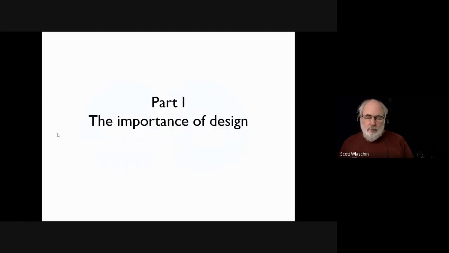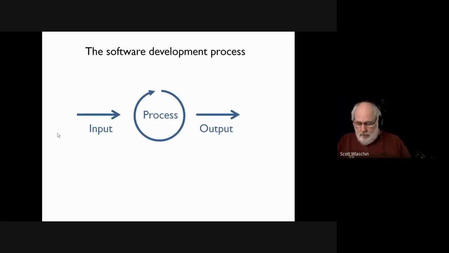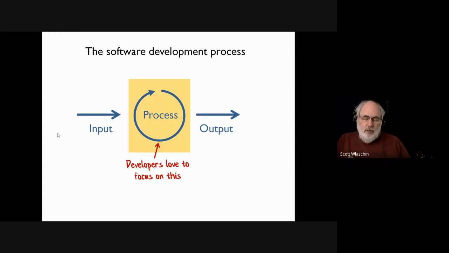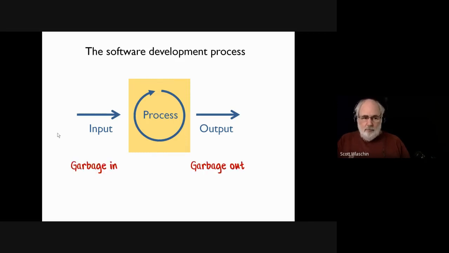Before I get started on the main part, I just want to talk about the importance of design. If you think about software development as a process, just like any process, there's an input and an output to the process. And we like to talk about the process part. We like to talk about coding and testing and our editors and our IDEs and our compilers and what's the best programming language. We love to talk about that stuff. But in my opinion, that is not the most important part of software development. I think the most important part is the input and output.